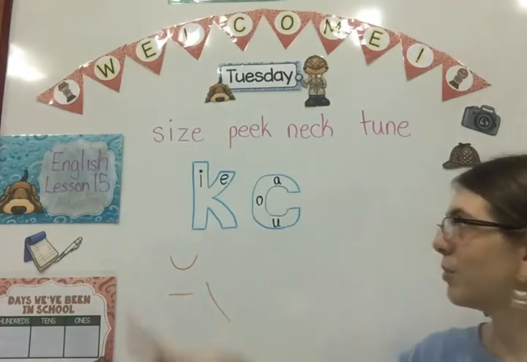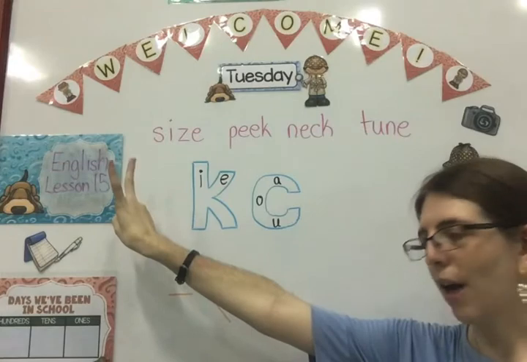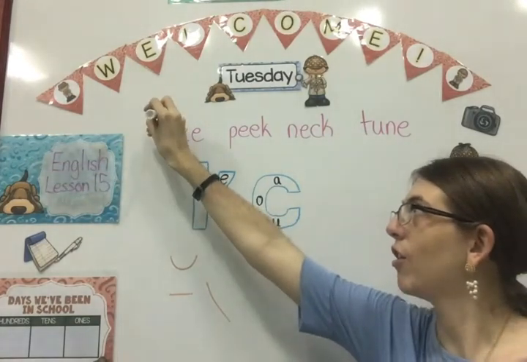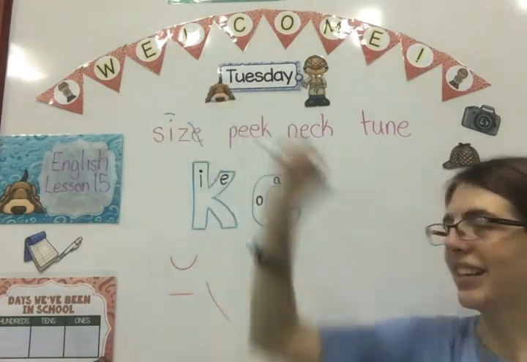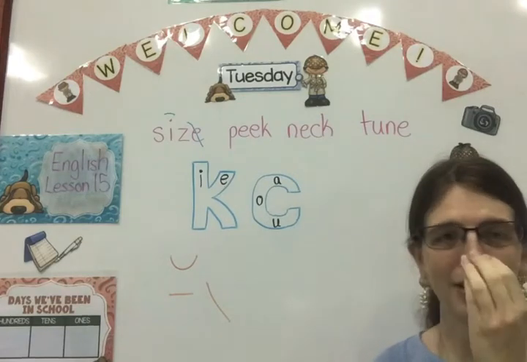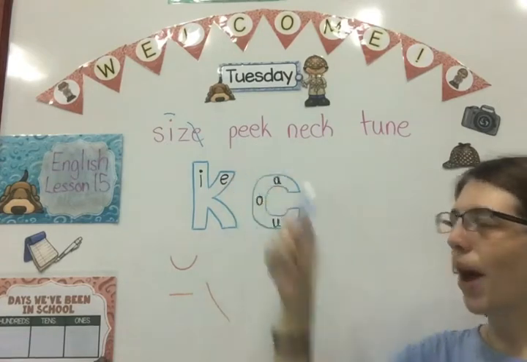Okay, the first word is size. Size. There are 2 vowels. The first one says its long sound. The second one is silent. So we cross that out. Very good. And there were no special sounds, so nothing we needed to circle. Let's look at the next one.